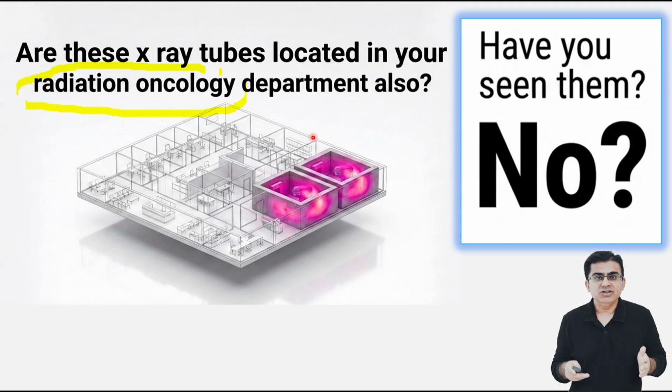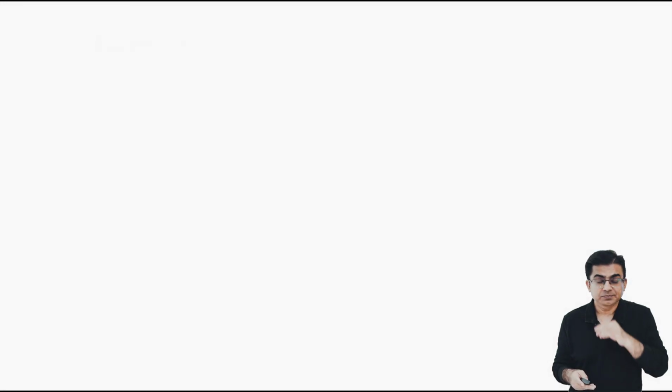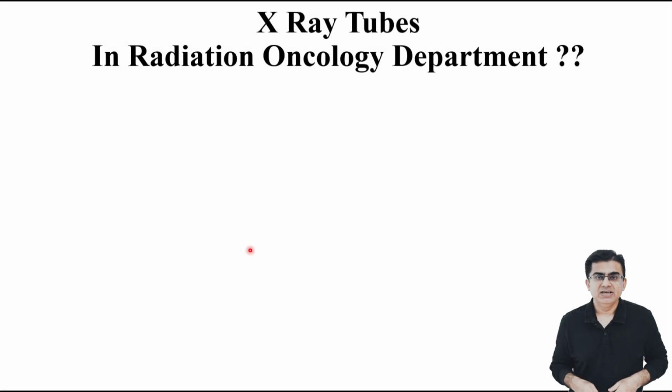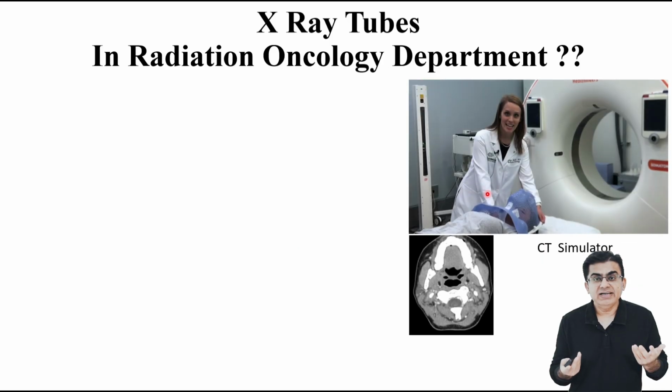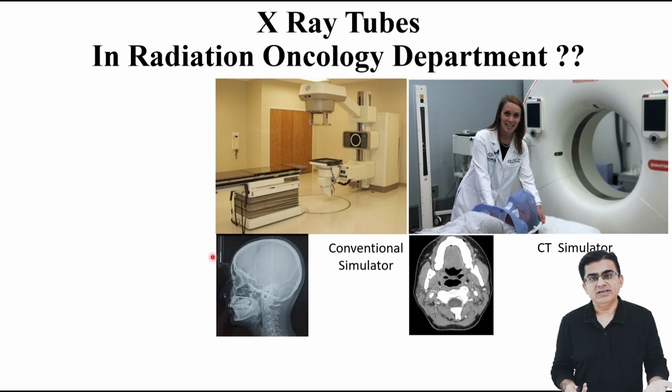There are actually X-ray tubes hidden right inside your own department. Where are they? Number 1, your CT simulator. Every time you acquire CT scans for your radiation planning, you are actually using an X-ray tube. Number 2, your conventional 2D simulator. If your department has this machine, it uses an X-ray tube combined with fluoroscopy to take orthogonal images and mark your conventional treatment borders.